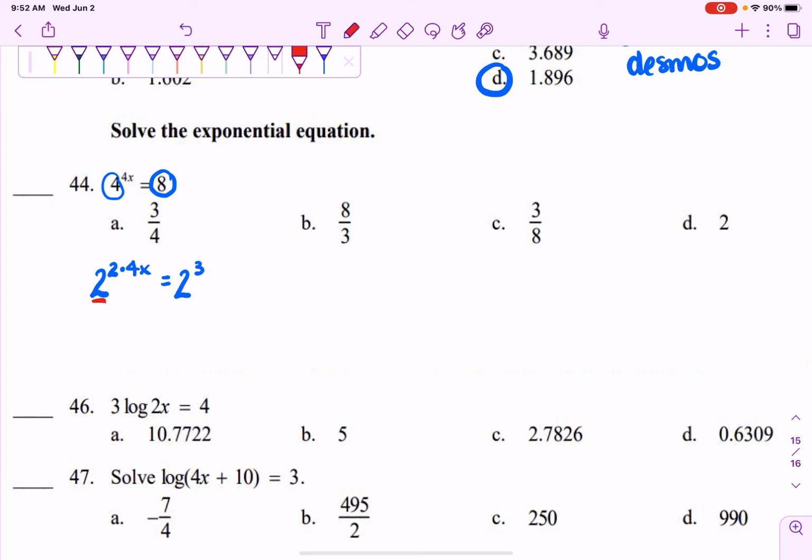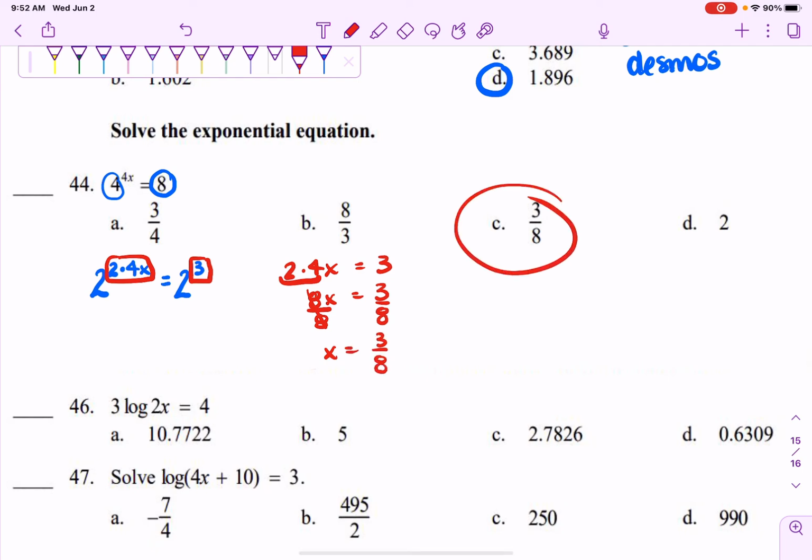So when I have these bases being matching, that means these two exponents have to be equal to each other. So first of all, 2 times 4 would be 8. And to get x alone, I would divide by 8. So I have x equals 3/8. So in this case, it's going to match C. So again, if you have matching bases, then you can use that exponential idea to get solving. But then you have to be able to know, okay, if these bases don't match, do they have something in common?